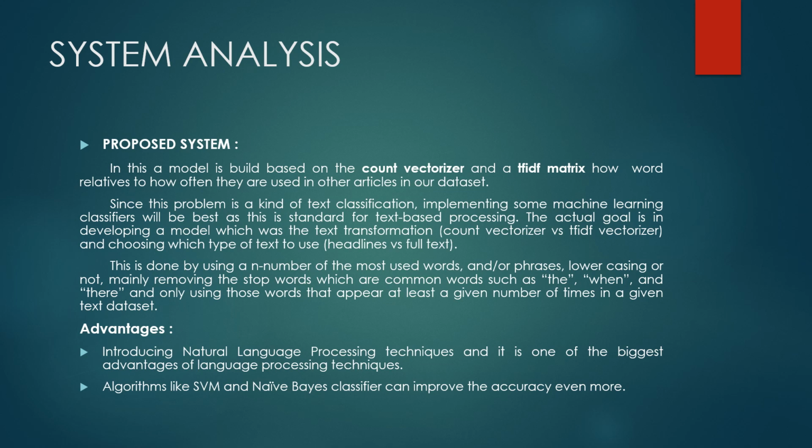The actual goal is developing a model with a text transformation. This is done by using the n most used words and phrases, and mainly removing the stop words, which are commonly used words such as the, when, under, though, thus, etc. And what are the advantages actually? Introducing natural language processing techniques is one of the biggest advantages we are using in this project module. Algorithms like SVM and Naive Bayes classifier can improve the accuracy even more.